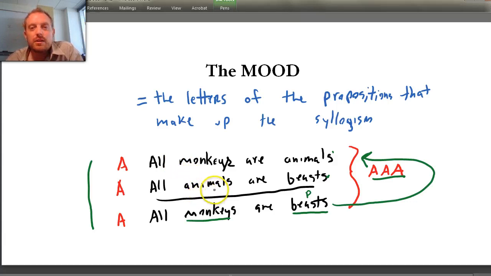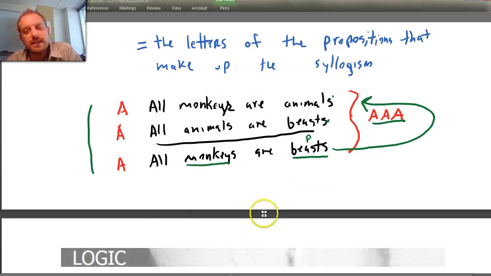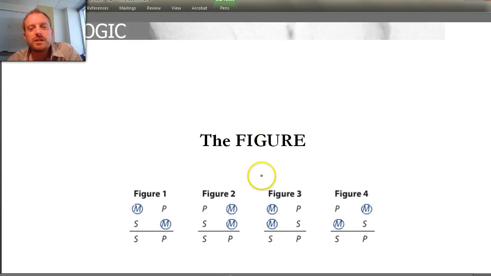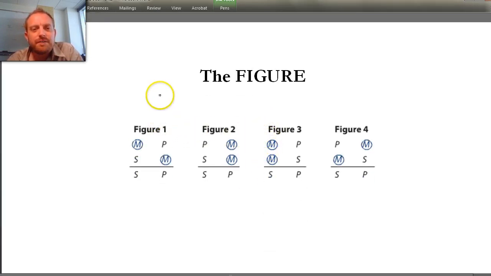Okay. Now, the mood is one thing, and that just corresponds to letters. If I had said no monkeys are animals, then it would be an E, A, or whatnot. Of course, that's not in standard form, so that's not actually right. But let's go down here. So what is the figure? In order to fully identify each possible form of categorical syllogism, you have to figure out what the mood is as well as the figure. So what is the figure? The figure refers to the placement of the middle term.